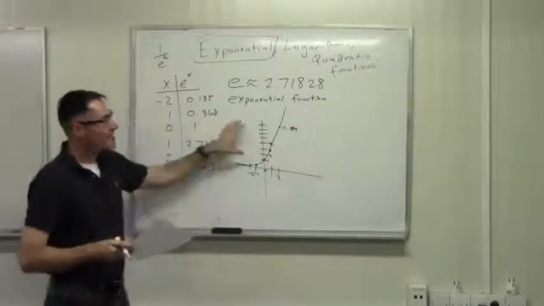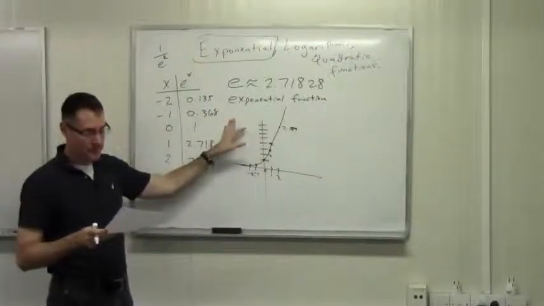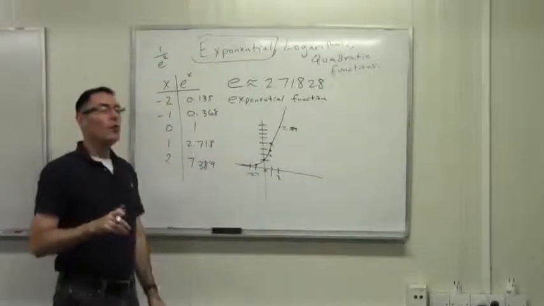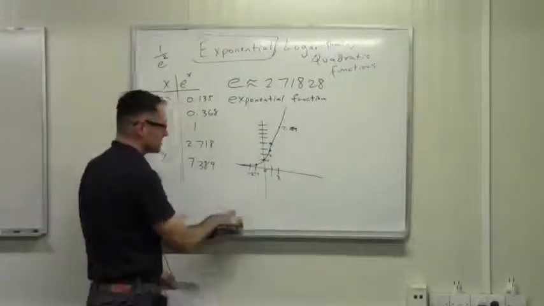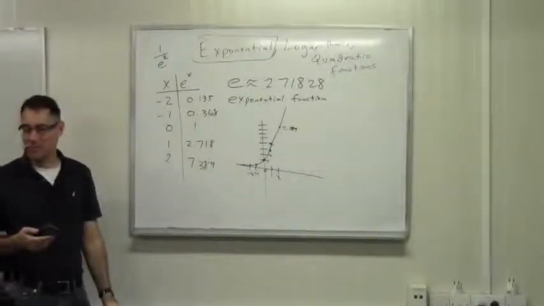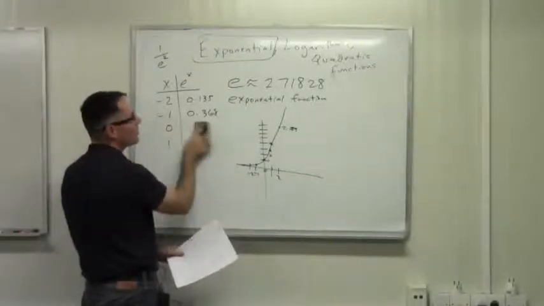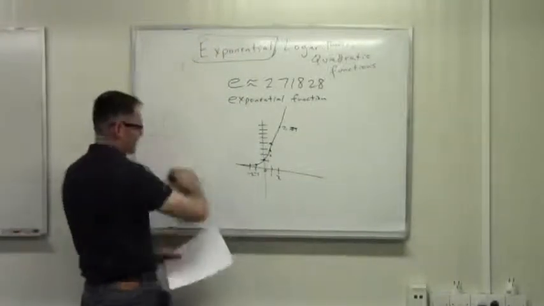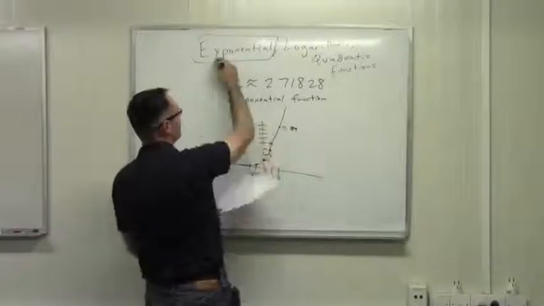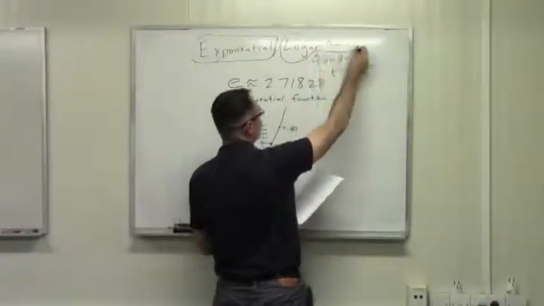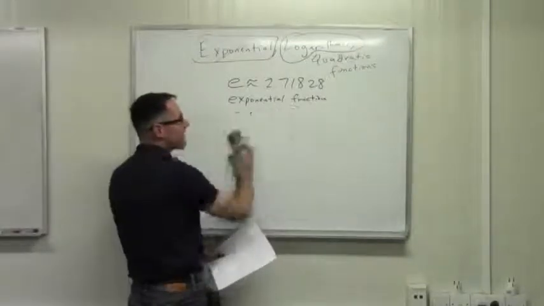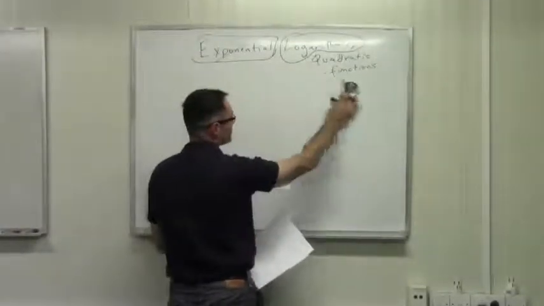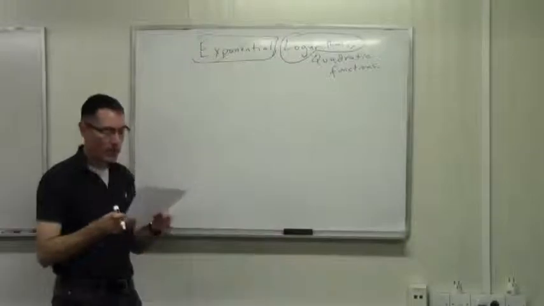Exponential functions. We also have the inverse of exponential functions. The inverse of exponential functions are called logarithmic functions. So now we're off exponential, and now we're on to logarithmic functions. Logarithms are the exact opposite of the exponential functions. And let me show you what I mean.